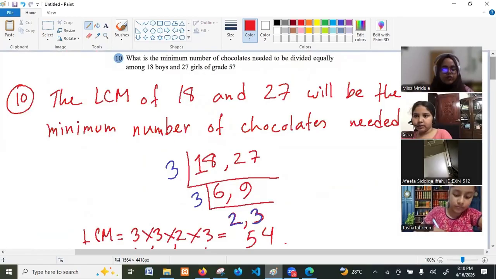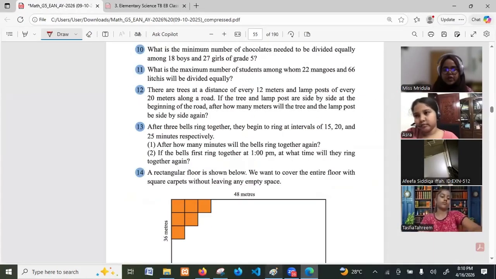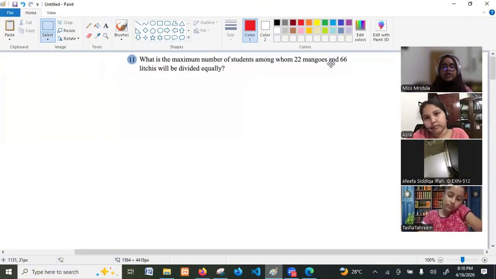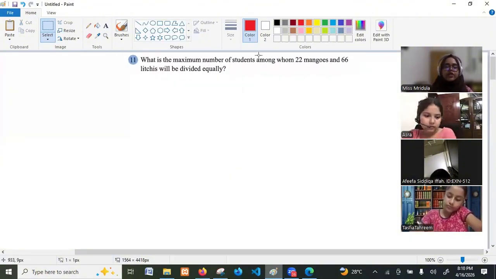Okay, let's move on to the next one. Can you do this one by yourself? Let me show you. This is the same thing, but you have to understand whether we have to do LCM or HCF. They have written: what is the maximum number of students among whom 22 mangoes and 66 lychees will be divided equally.